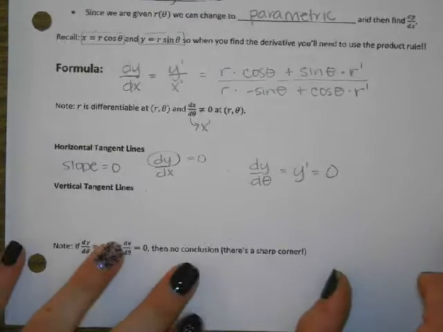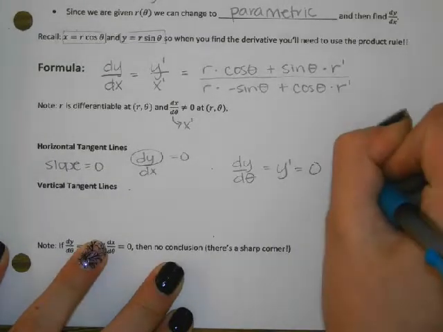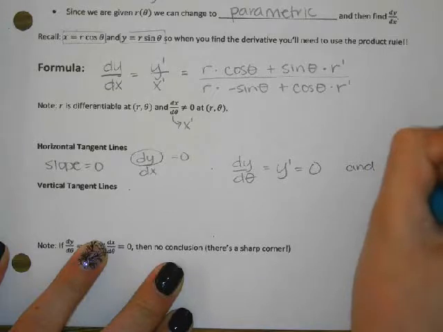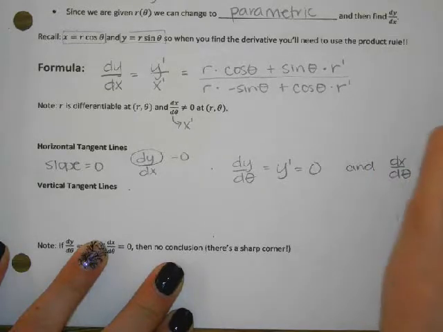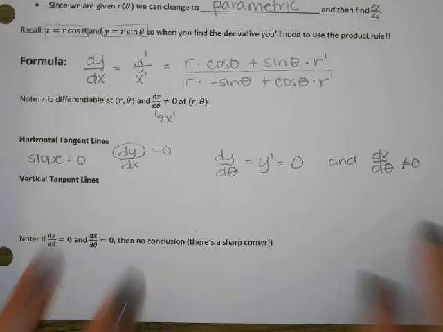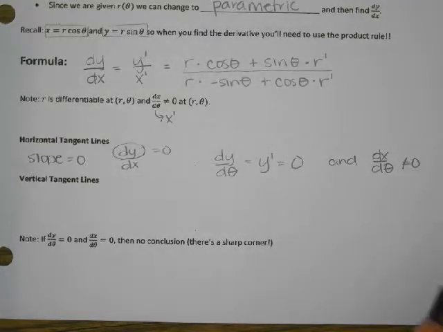And this is as long as dx d theta, or the bottom, does not equal 0. So only the top equals 0. You can't say the top equals 0 and the bottom equals 0. It has to only be the top.